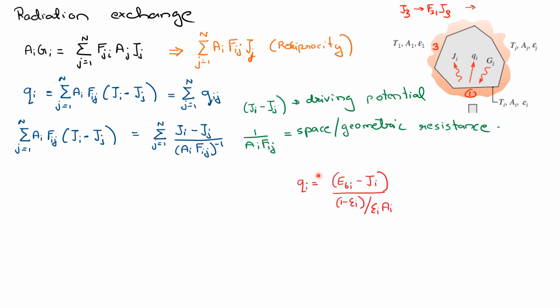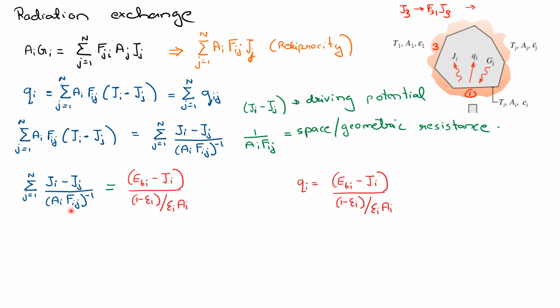So now if you remember, the equation for Qi that we had got in the previous slide was (Ebi minus Gi) divided by (1 minus epsilon i upon epsilon i Ai). So this is what we had calculated for heat at the surface, and this is the Qi that we got here. So these are the same Qi's and we can equate them.